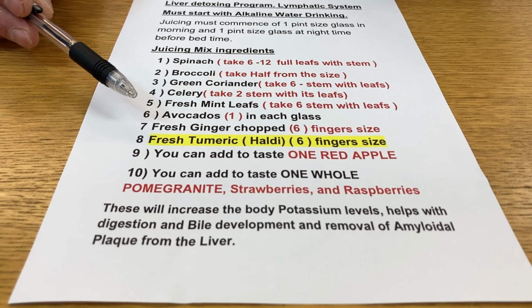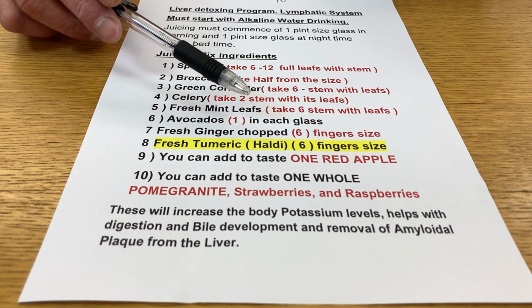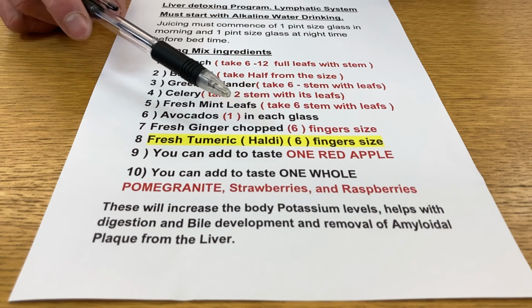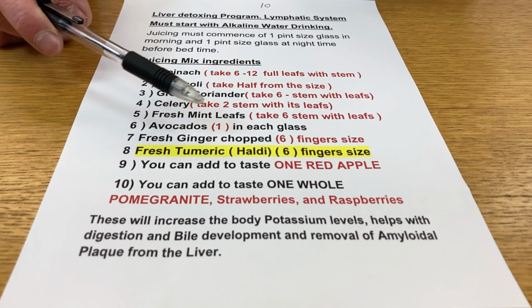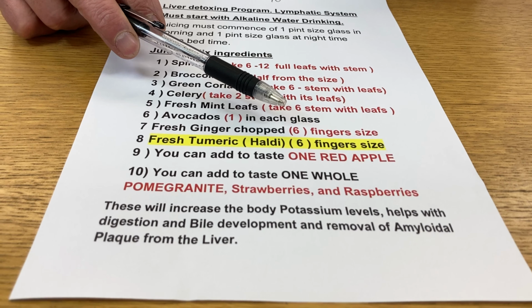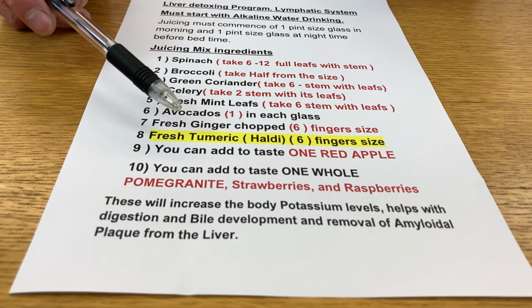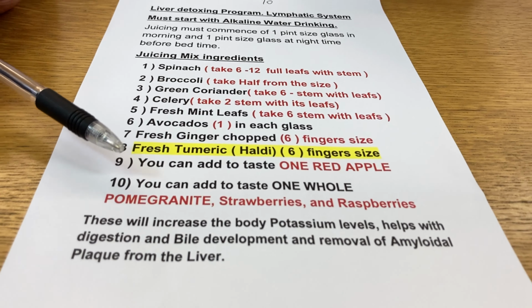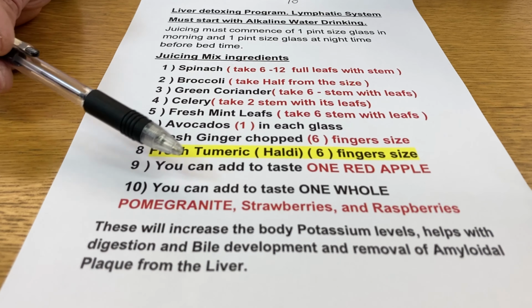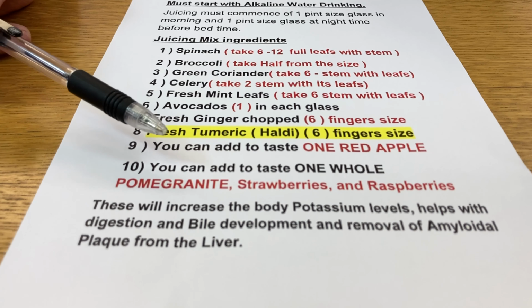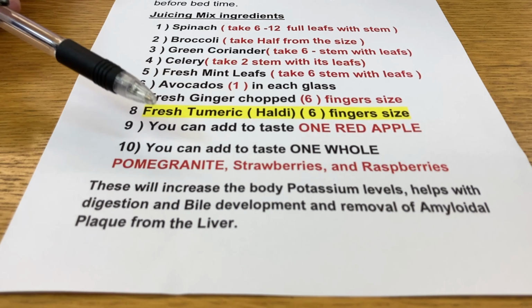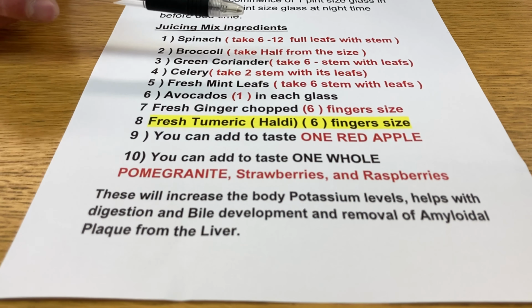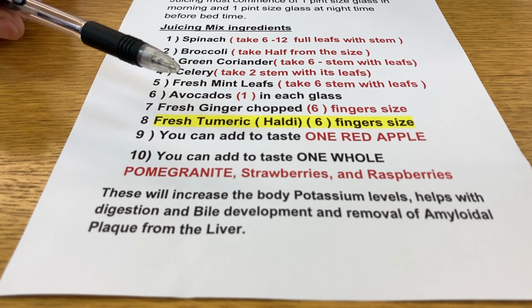Fresh ginger, I've recommended 6. However, for people with severe edema, I expect them to take 12 to 15 finger size. Same again for fresh turmeric, 12 to 15 finger size. And in order for this juice to taste even better, I have advocated that you can add 1 full red apple or 1 pomegranate, or you can add strawberries, raspberries, blueberries, blackberries to this. Absolutely right. So this will make it taste a lot better for you to drink.